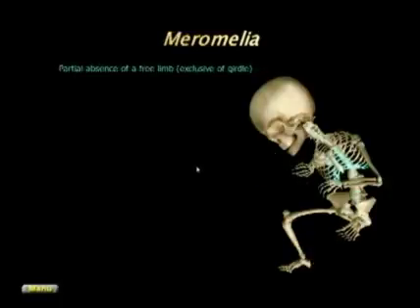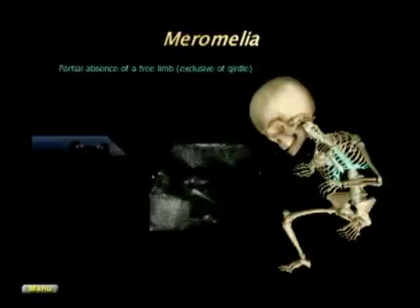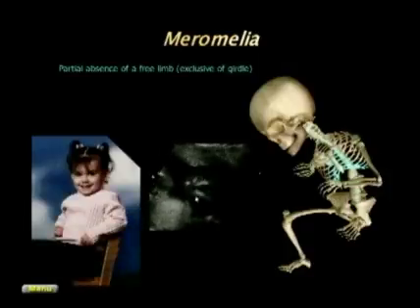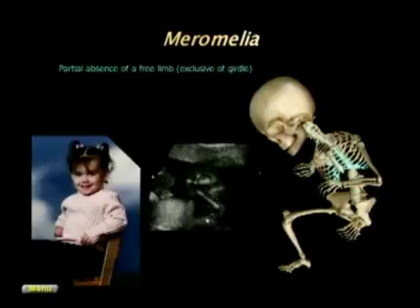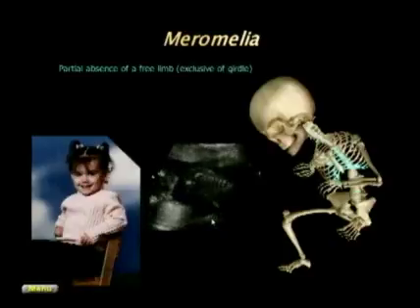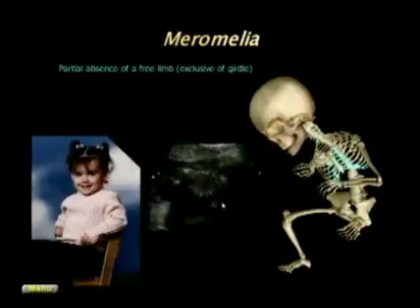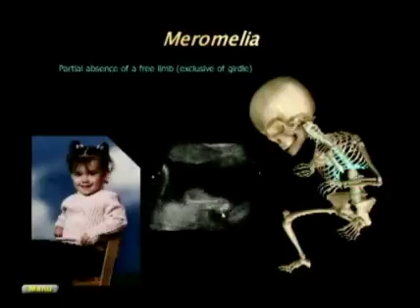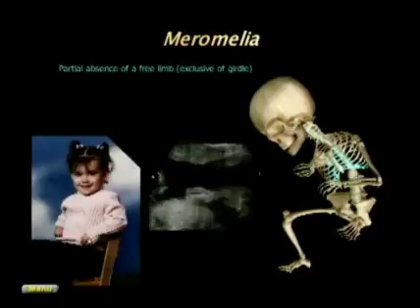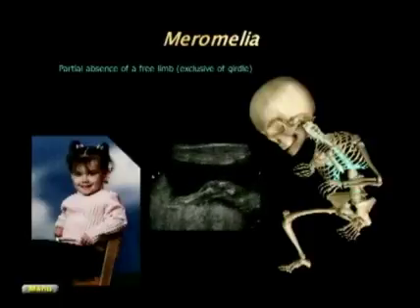Meromelia means that there is a partial absence of a free limb, excluding the pelvic girdle. For instance, this little girl here has a normal shoulder blade. You can see the humerus, the elbow, but look at the ulna and radius. There is a distal transverse amputation. This is not amniotic band syndrome. This is a different type of condition, and she has a net spontaneous amputation at this level.